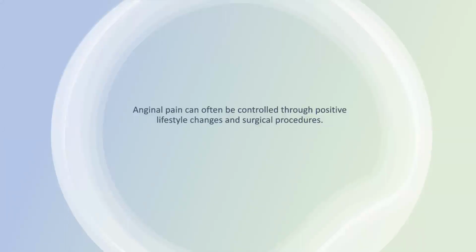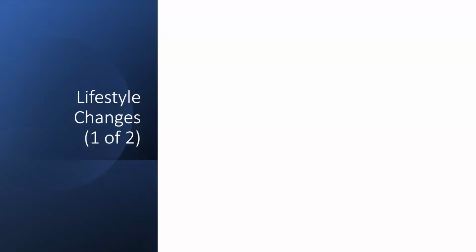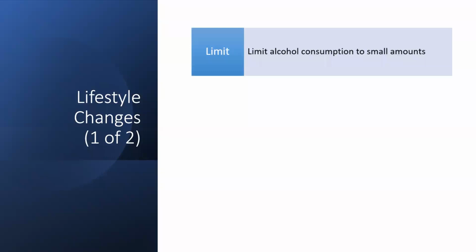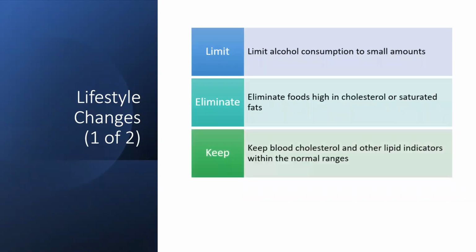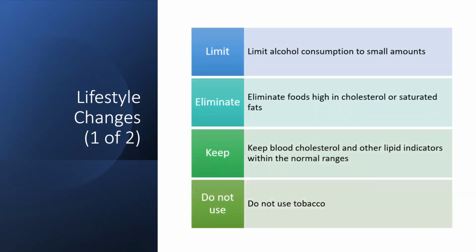Anginal pain can often be controlled through positive lifestyle changes and surgical procedures before we go for the next treatment. So what are these lifestyle changes? We should limit alcohol consumption to small amounts. We should eliminate foods high in cholesterol or saturated fat. We should keep blood cholesterol and other lipid indicators within the normal ranges. Do not use tobacco. These little lifestyle changes can help keep us away from angina.